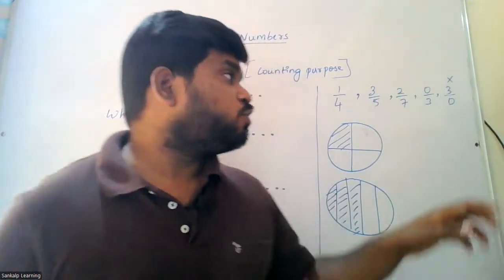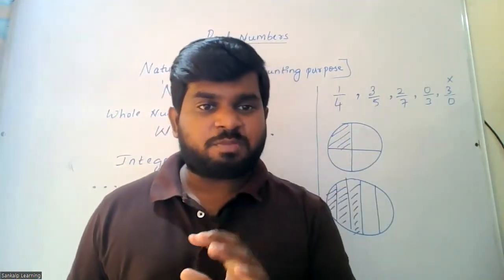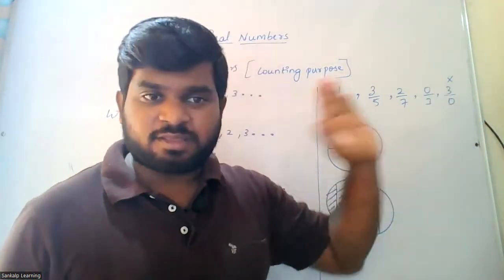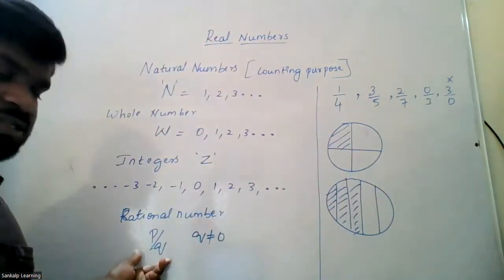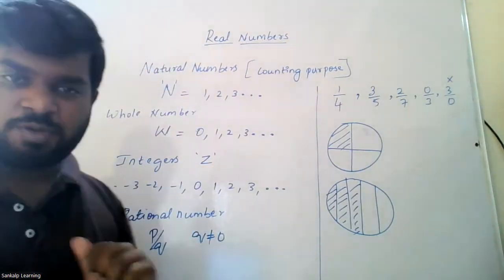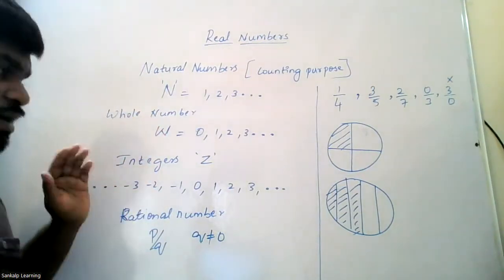That is why you should not have 0 in the denominator. If you have 0 in the denominator, we say it is not defined. You cannot define this. Okay. That is why in rational numbers or in anything, the denominator cannot be 0. Okay. Now, we have learned this: natural, whole numbers, integers, rational.